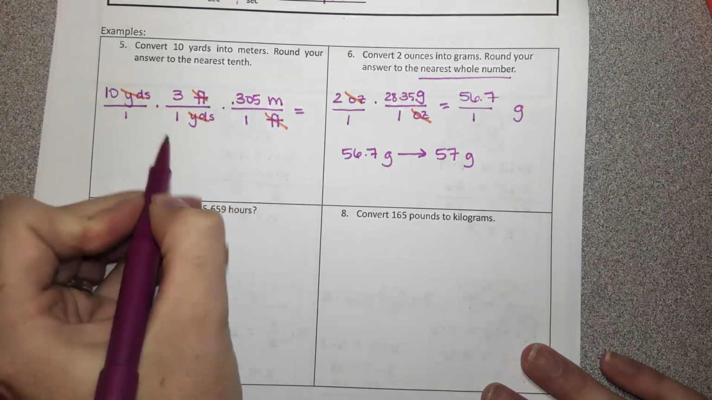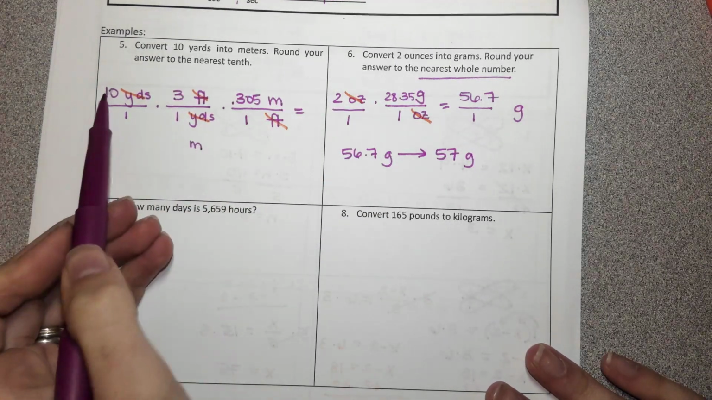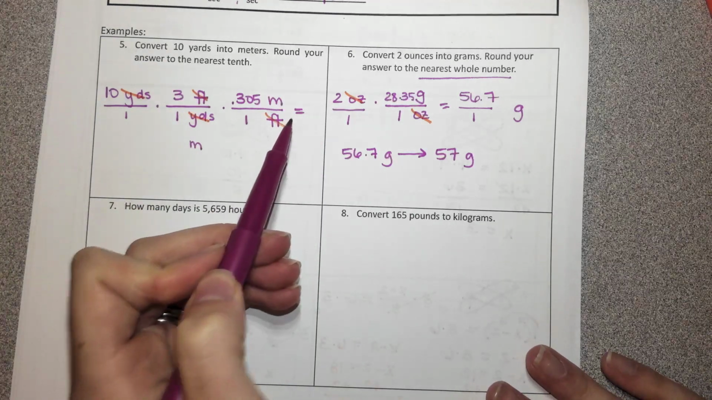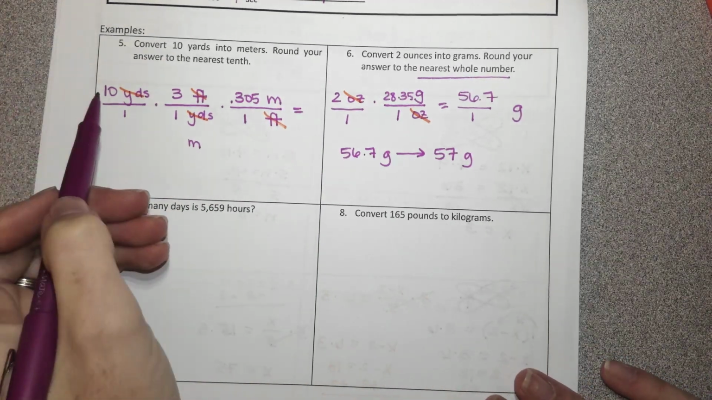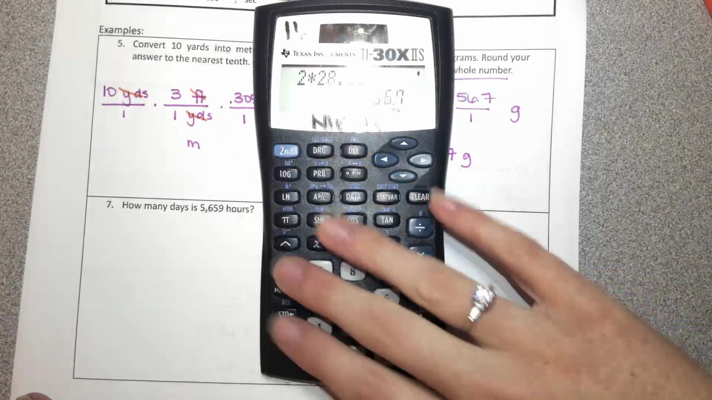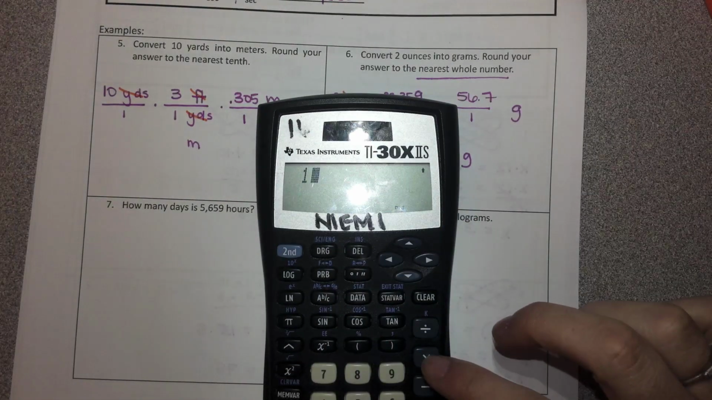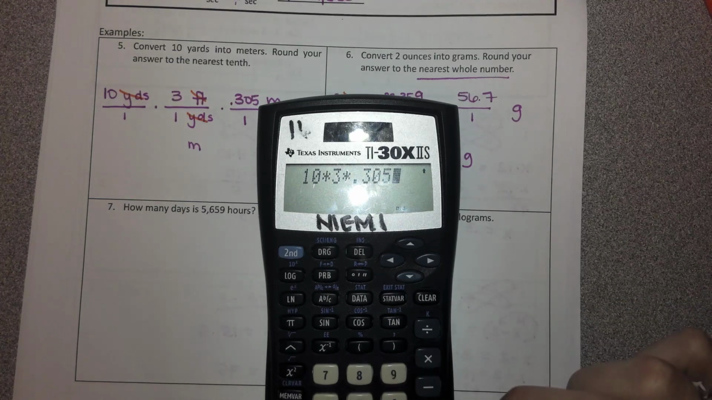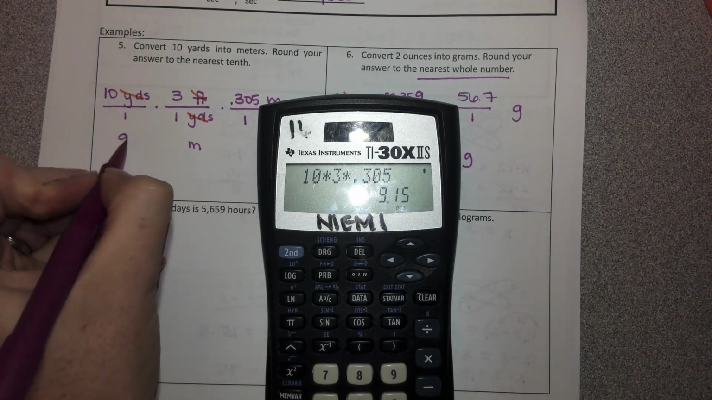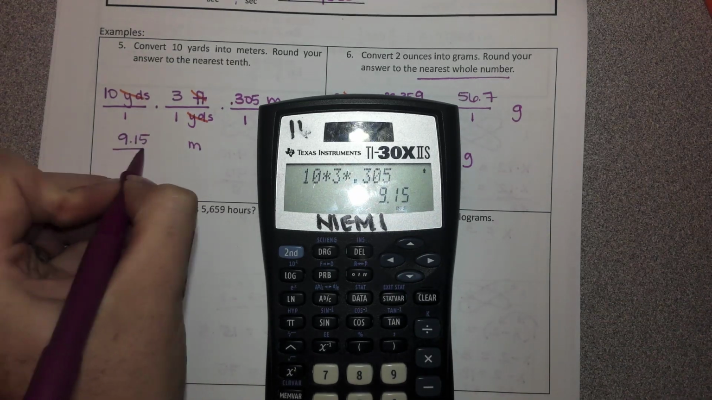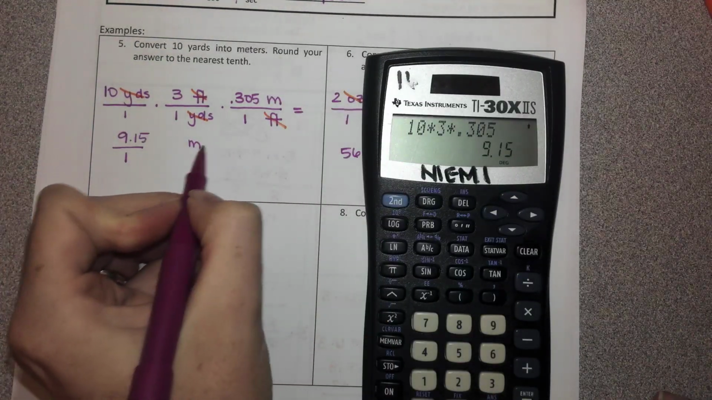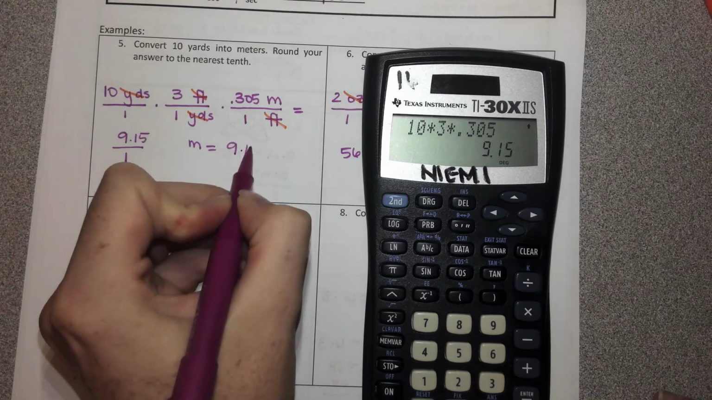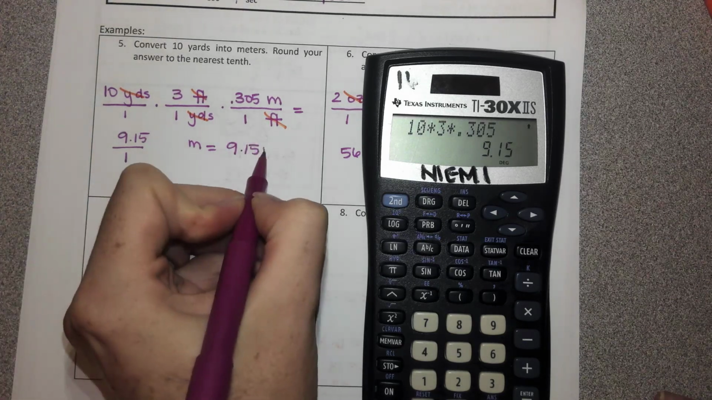Let's see what we get in meters. Multiply across on the top and across on the bottom. We're lucky here that the bottoms are all 1s. That doesn't always happen. So 10 times 3 times 0.305 is 9.15 over 1 times 1 times 1 is 1. Okay, that gives us 9.15 meters.